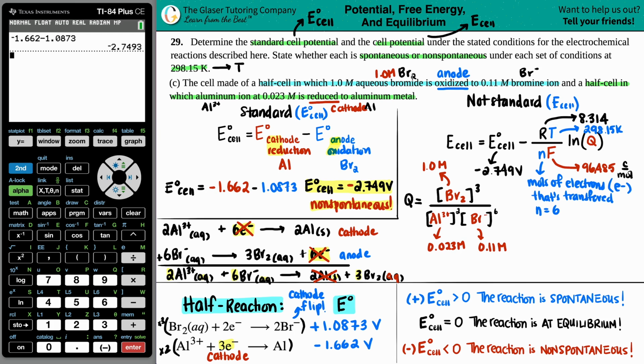Okay, so now we're going to plug in. Q equals, we have this raised to the third, this raised to the second, this raised to the sixth. Let's just plug those numbers in. 1.0, we got 0.023 and then 0.11. Now, 1 raised to the third is always going to be just 1, right? So I could just leave this as 1 if you want. Maybe I'll just put 1. And now I can plug this all into the calculator at once.